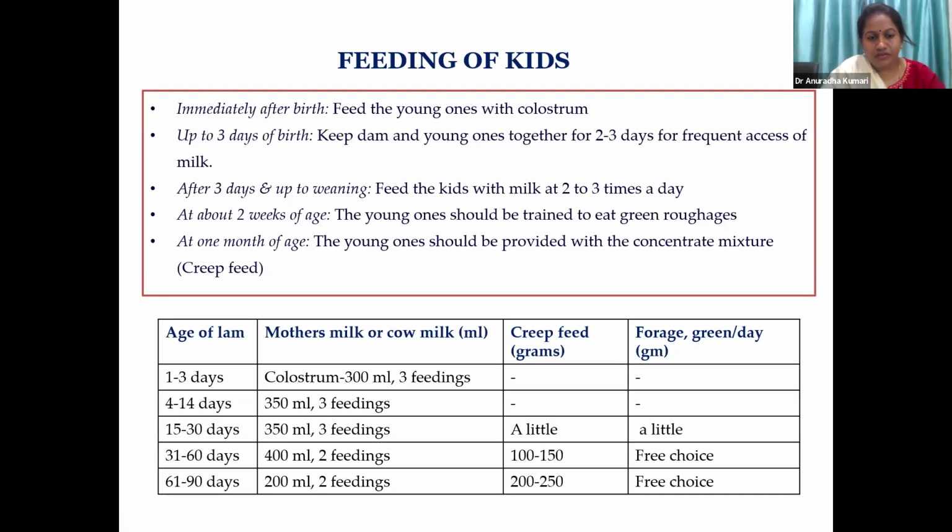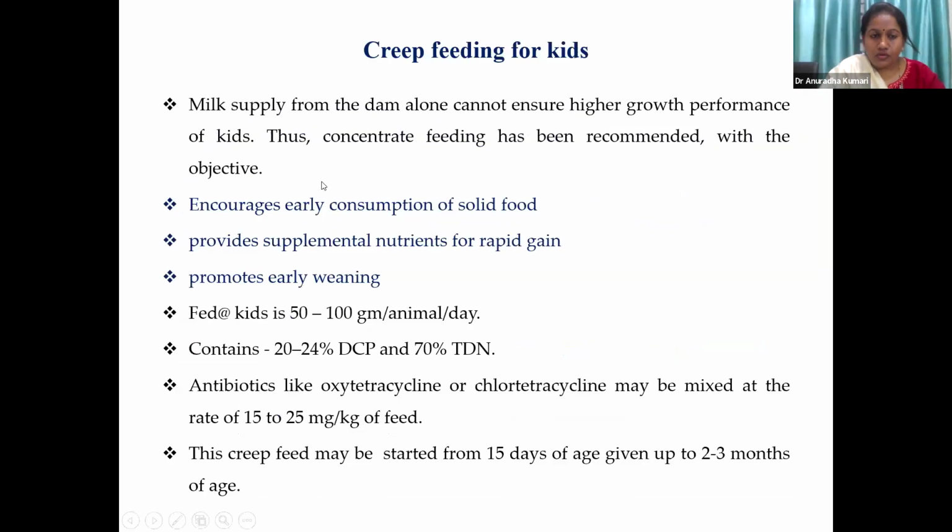What is the objective of giving the crib feed to the kids? As we know, after the 4th week, the milk production of the doe reduces, and so the milk supply alone is not sufficient to sustain the high growth rate of the kid. So concentrate feeding is recommended with the objective to encourage early consumption of solid feed by the kids, provide supplementary nutrients for rapid growth, and promote early weaning.